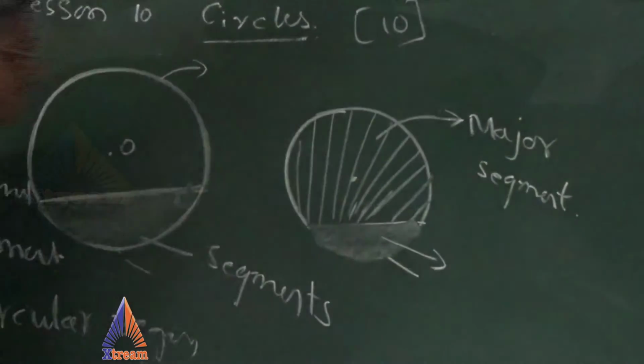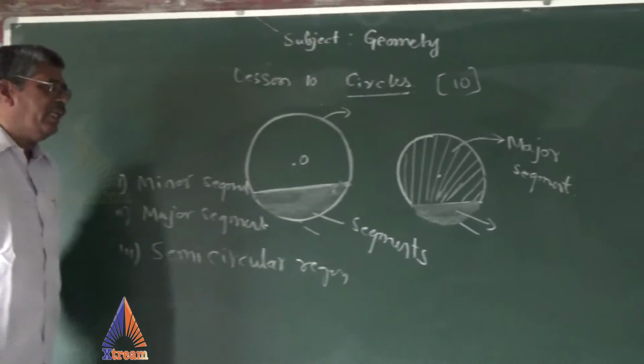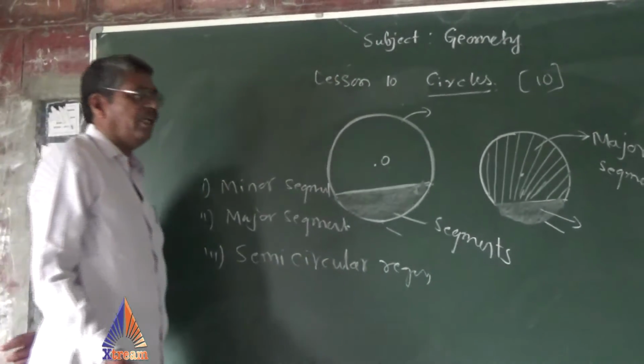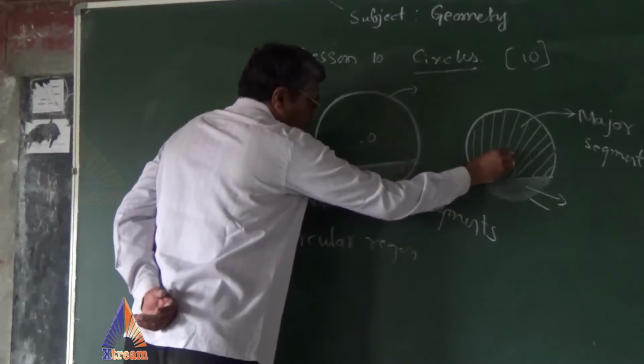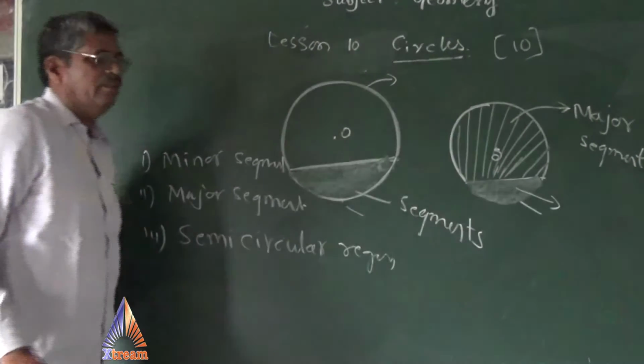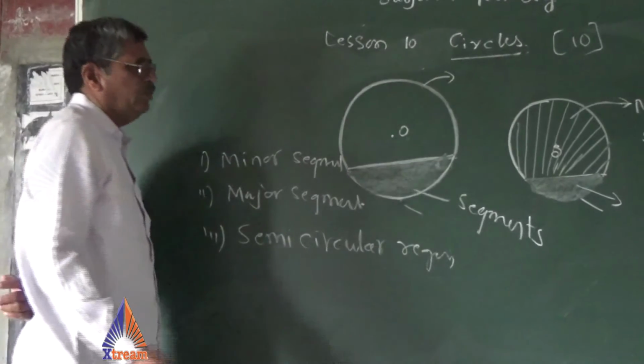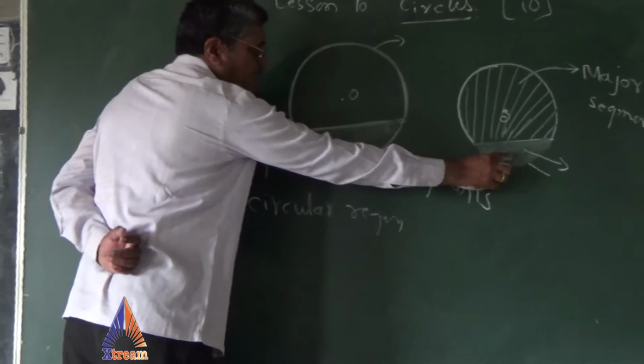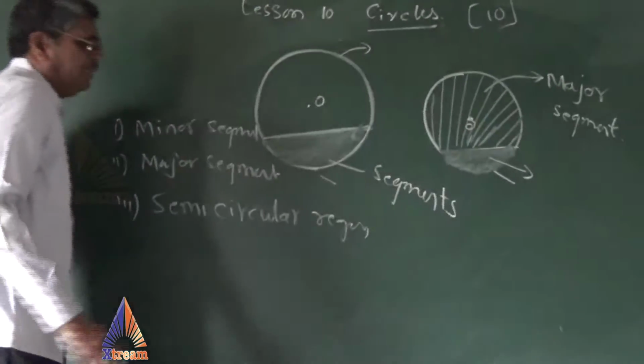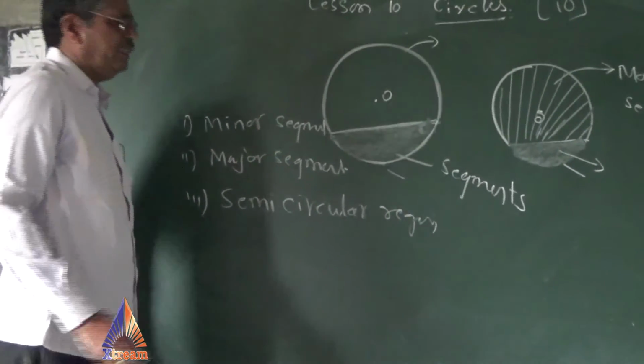Major segment. Now, minor segment as well as major. Major segment is always covered with the center of the circle. Minor segment does not have the center of the circle because a small portion is there, then it is called minor segment. And then the third one is the semicircular region.